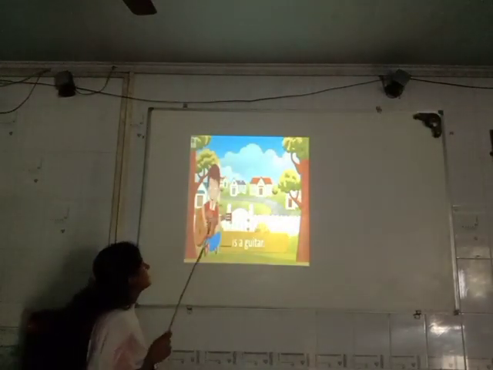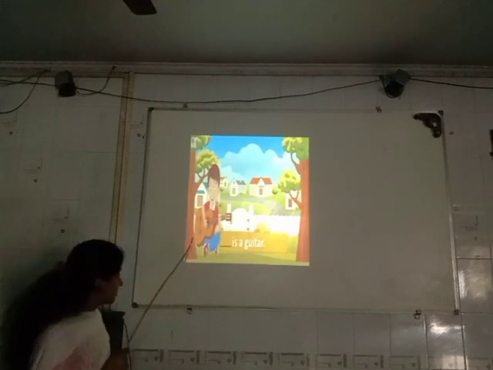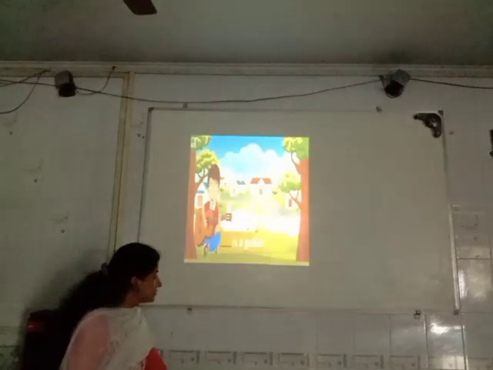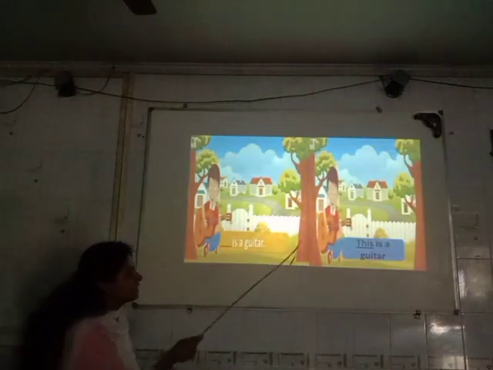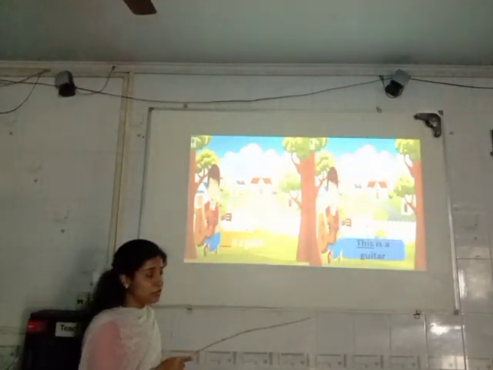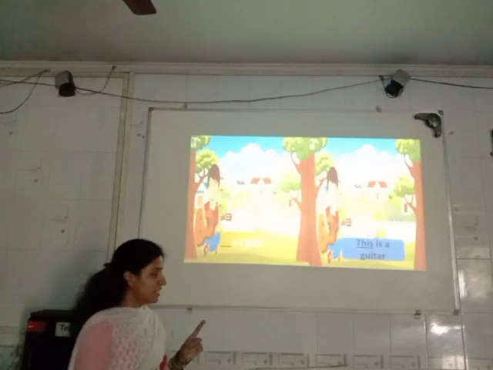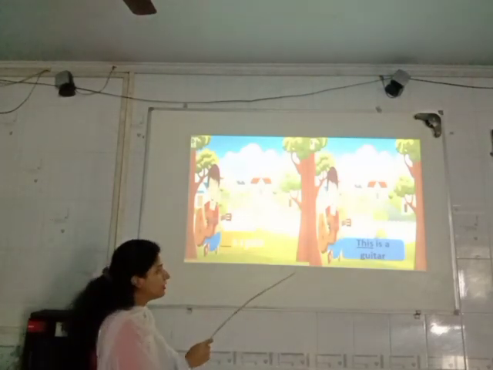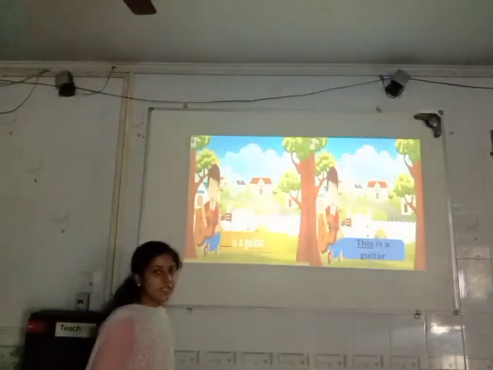Now see. This boy has a guitar in his hand. So dash is a guitar. So what will come here? This is a guitar. Why? Because the guitar is in his hand. It is near to him. And that is only one number, in singular. So this is a guitar.